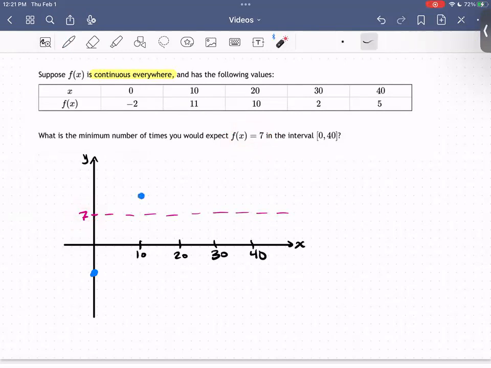And then (20, 10). Well, 10 is still bigger than 7, so maybe (20, 10) is up here. And then (30, 2). 2 is less than 7, so I know that's probably somewhere down here. And then (40, 5). Well, 5 is also less than 7, so that's going to be somewhere down here.